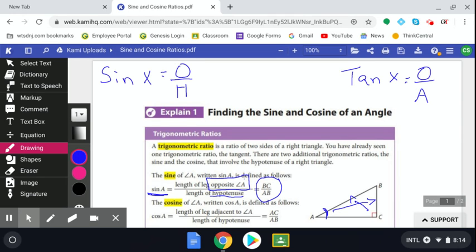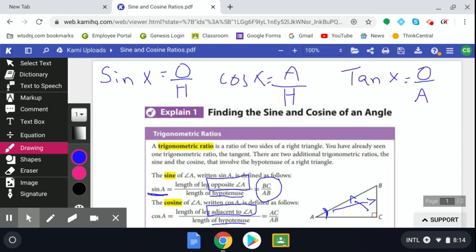So sine of angle A would be side BC over side AB, or opposite over hypotenuse. The cosine ratio is always going to be equal to the ratio of the side adjacent to the angle over the hypotenuse. So in this case here, cosine of the angle is always going to be equal to the adjacent side over the hypotenuse. Okay, so sine is opposite over hypotenuse, cosine is adjacent over hypotenuse, tangent of the angle is opposite over adjacent.